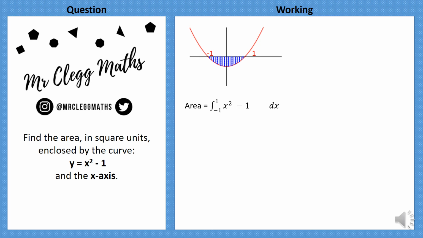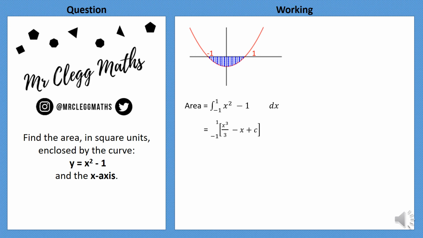So first step, I need to integrate x squared minus 1 with respect to x. If you remember, you add 1 onto the power and then you divide through by the new power. So that gives us x cubed over 3 minus 1x. And we always get this constant of integration as well, but more on that in a second. We don't actually need the constant of integration when we've got a definite integral. So I'll show you why in a second.